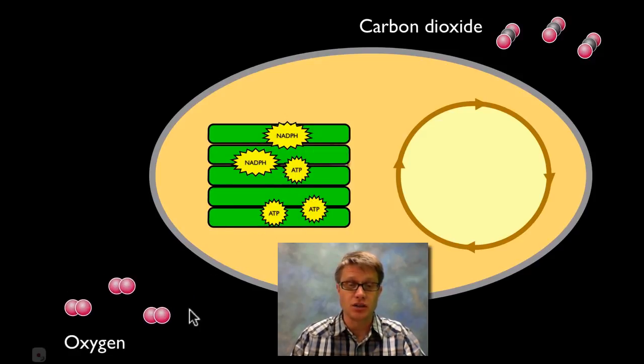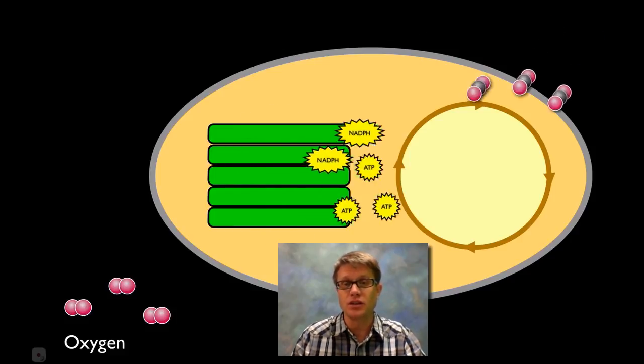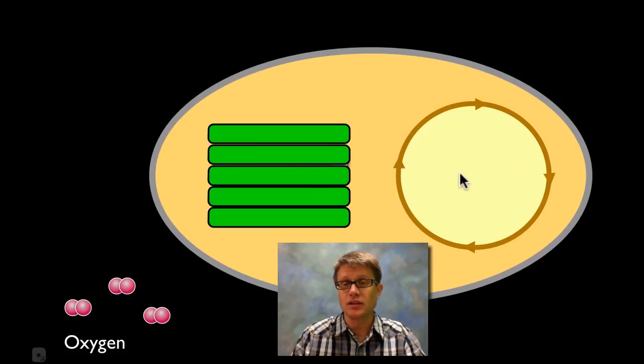They produce oxygen. Oxygen is simply a waste product. And then they're going to produce these chemicals, NADPH and ATP. So they have energy now. Let's watch what happens to them. Well, the energy is going to transfer to the Calvin cycle, where carbon dioxide comes in and then glucose goes out. And so this is the big picture of photosynthesis.